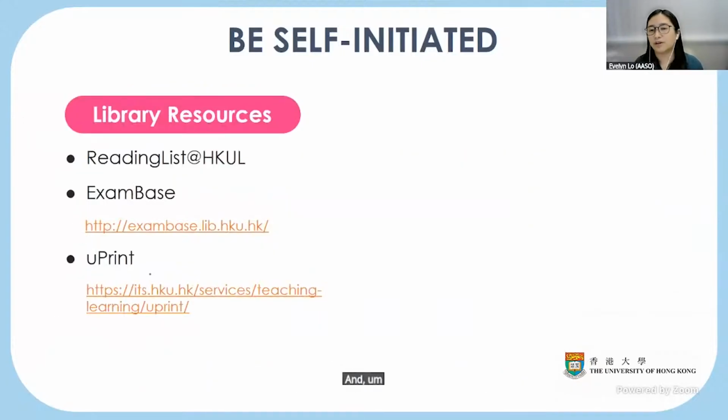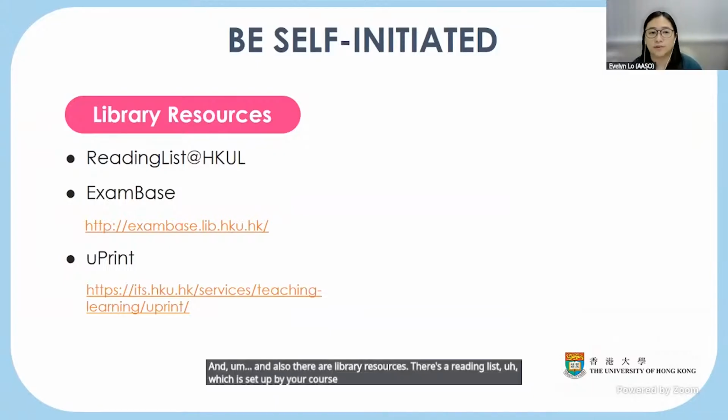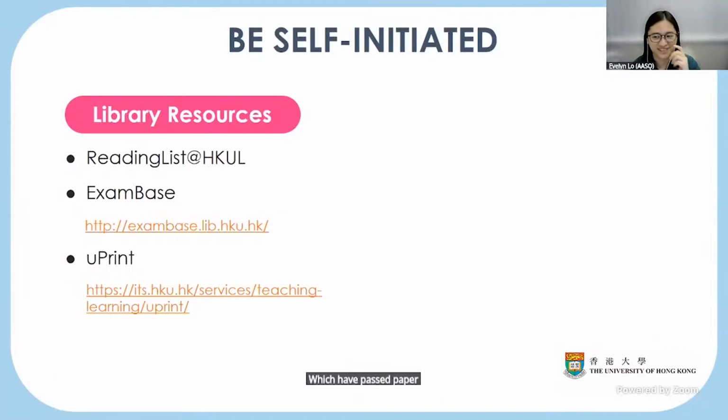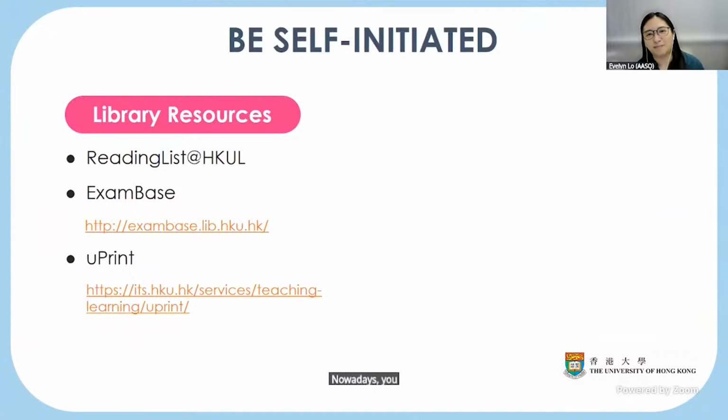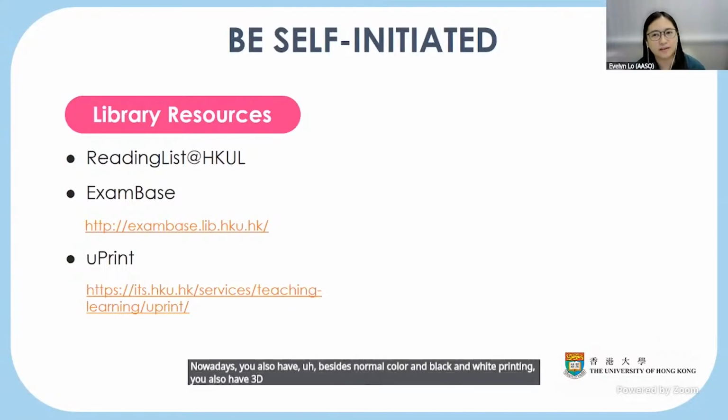And also there are library resources. There's a reading list, which is set up by your course teacher, the reading materials of that specific list. There's an exam base, which has past papers of the courses. Very important, past papers in the exam base. And there's the UPrint service. If you want to print anything on campus, you can take a look at that. Nowadays, besides normal color and black and white printing, you also have 3D printing, laser printing, and so forth. So just check that.